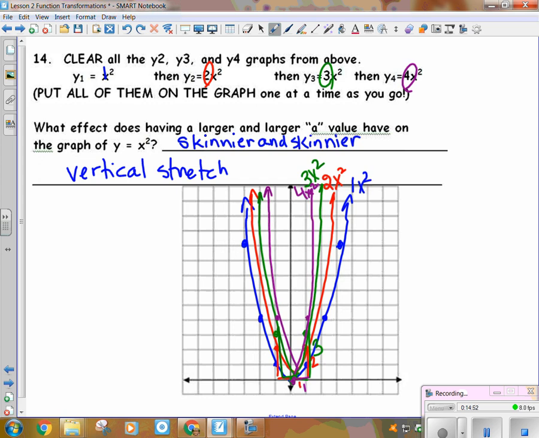So it looks like you're grabbing the arms of the graph, almost like you're coming in here and you're grabbing the arms, and then you stretch it up. And as you stretch it up, you get skinnier and skinnier. Okay, so that's what we call vertical stretch.